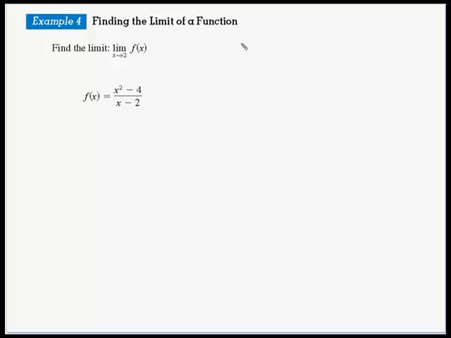Find the limit of this function. Find the limit as x approaches 2 of x squared minus 4 divided by x minus 2. Well, our limit as we approach 2, let's first, always try, direct substitution. So, f of 2.